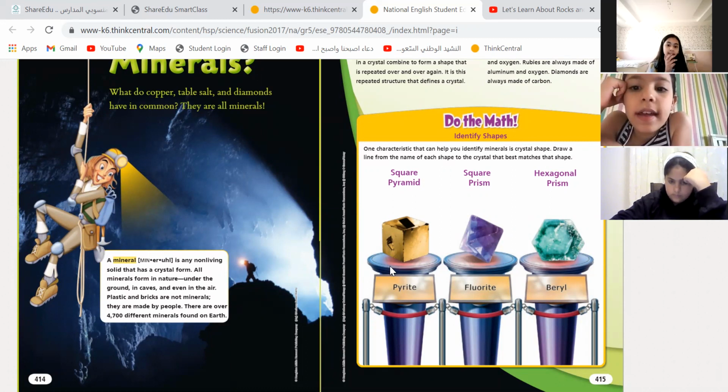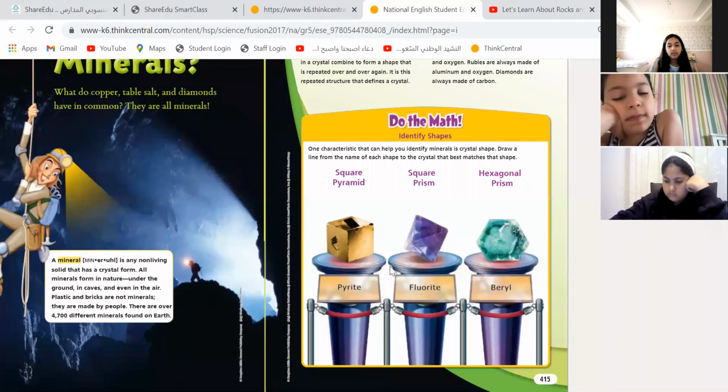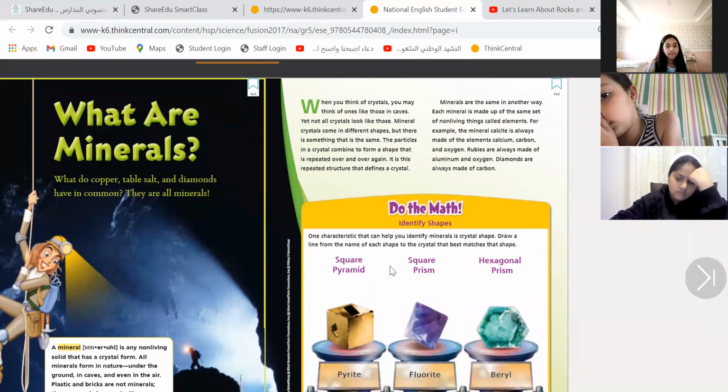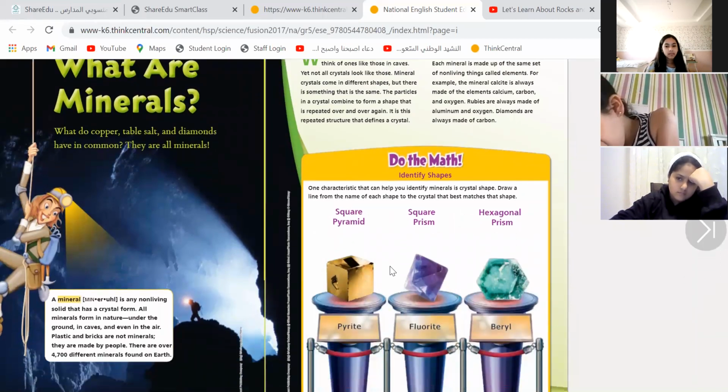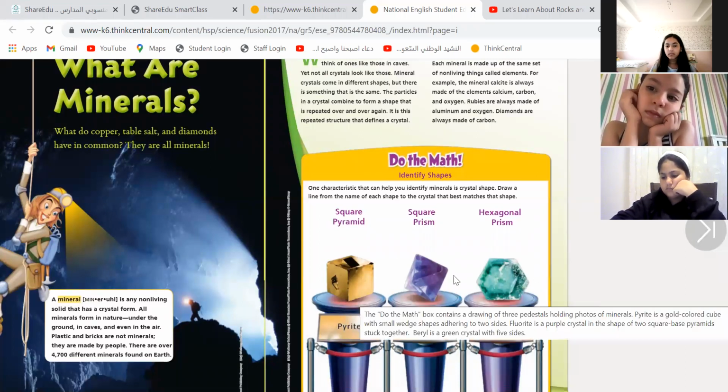Yes, very good, very good. And a lot more. So under the ground, in caves, and even in air, you can sometimes find some minerals. They have different shapes. They are not the same shape. Some of them are square pyramid, or square prism, or hexagonal prism.